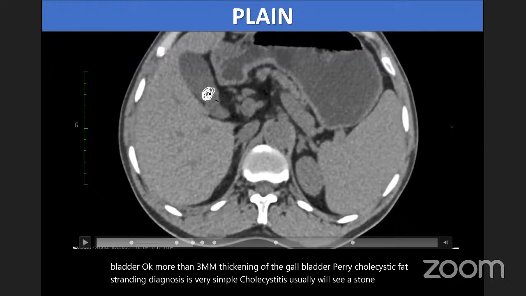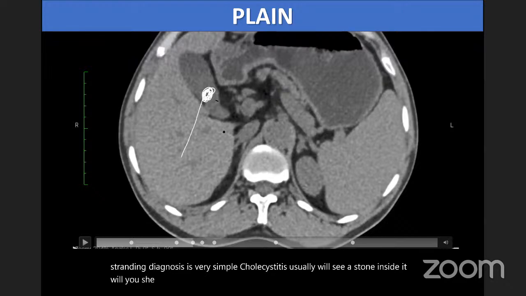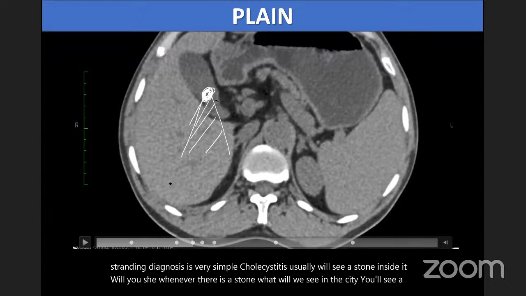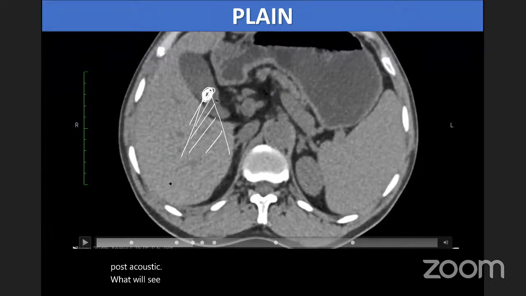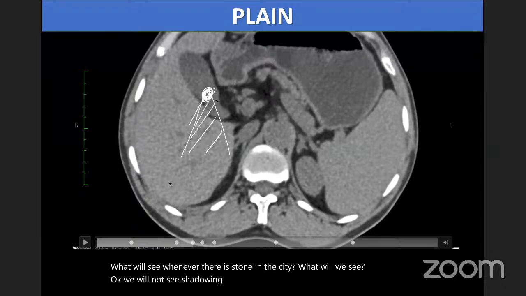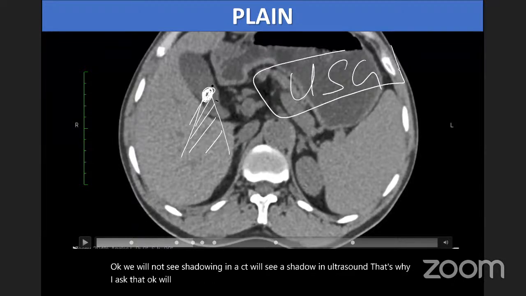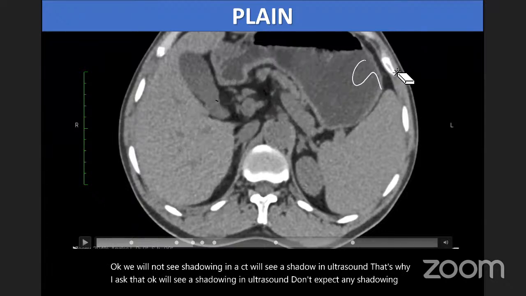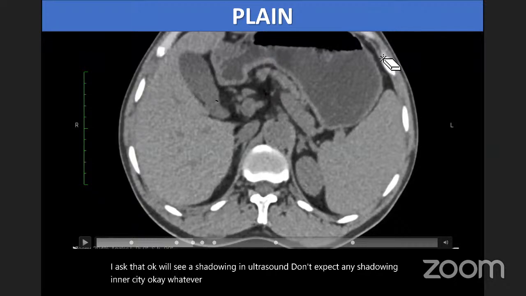Whenever there is a stone, what will you see in the CT? You'll see a posterior acoustic shadow? No, we will not see shadowing in a CT. We'll see shadowing in ultrasound. That's why I asked that. Don't expect any shadowing in a CT, whatever shadowing we see in an ultrasound.